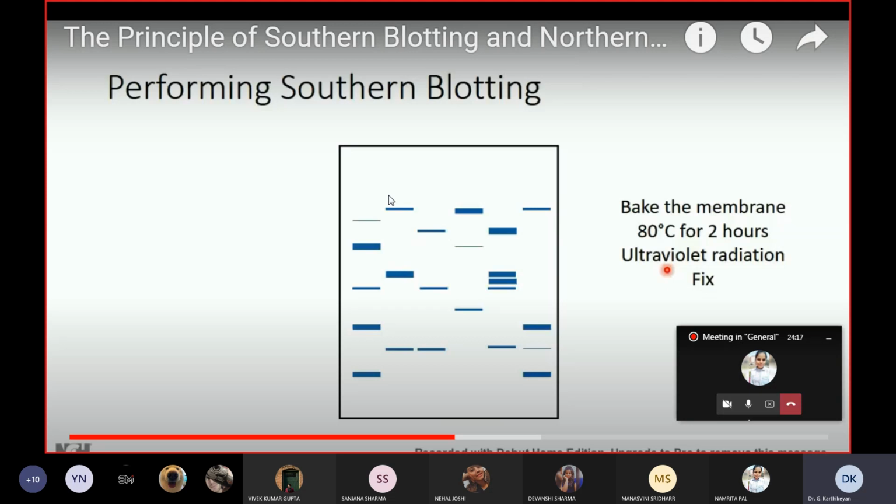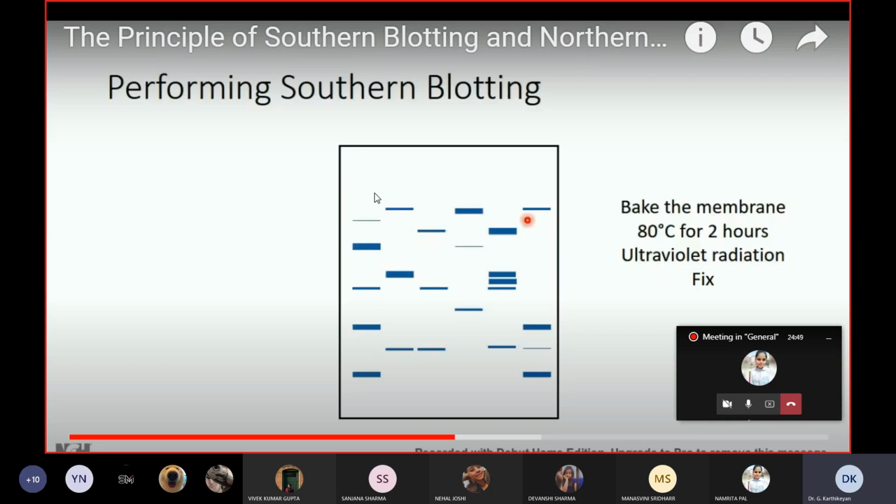Okay, and they generally do ultraviolet light for less than 15 minutes. When you do either of them, you can have a UV cross linker, or you can simply leave them at 80 degrees centigrade for 1 or 2 hours. The DNA gets cross-linked irreversibly to the matrix. That means it could be either nitrocellulose or nylon membranes. Okay, and then you can use it for your hybridization.